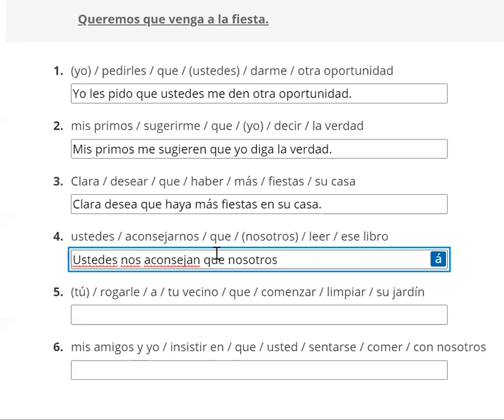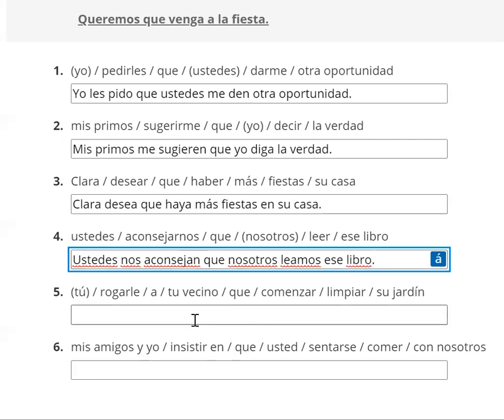nosotros. Now we've got leer with nosotros form. Follow the rules. We're going to use the subjunctive because we have a verb of influence. With it, we had ustedes as the subject here, nosotros is the subject here. So verb of influence with a change in subject. So leo is the yo form. Drop the o. Add amos because it's an er verb. Que nosotros leamos ese libro.